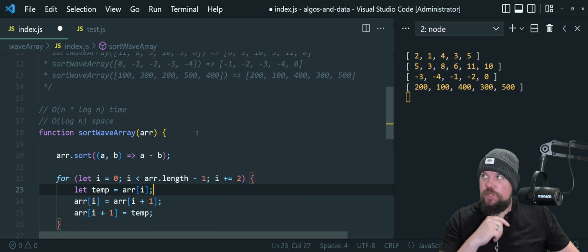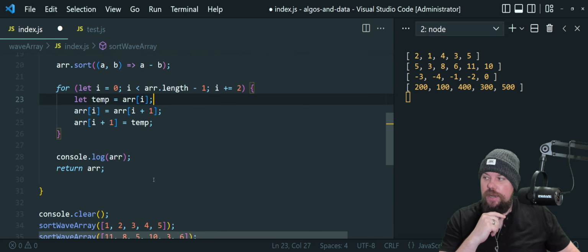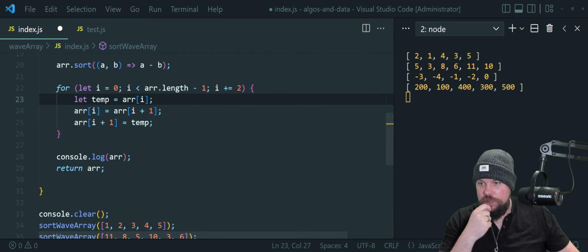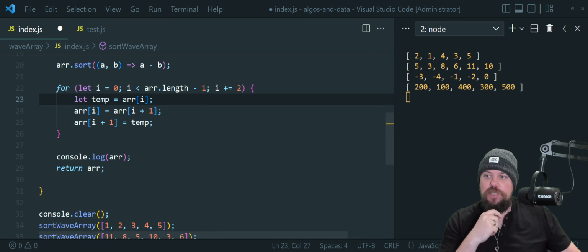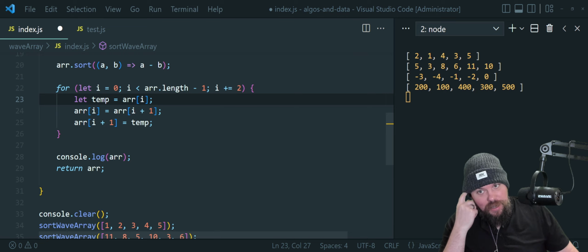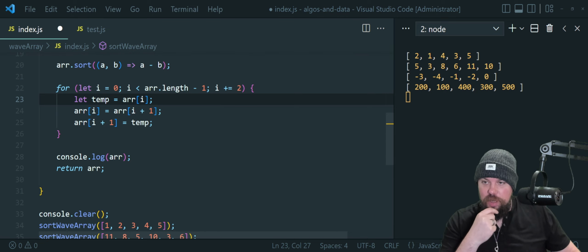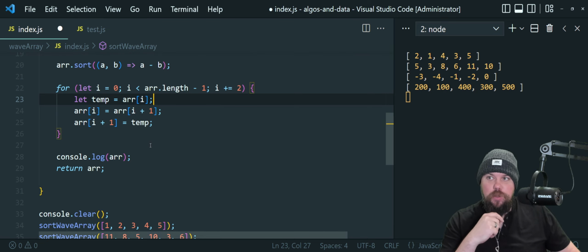So yeah, that's our sort wave array function, and now we're going to talk about an alternate solution that I came across, and I thought it was interesting enough to include in this video. Again, thank you Stack Overflow post for giving me this idea, and then me deep diving to see how it works and trying to figure out how to explain it to y'all. We're going to save ourselves the effort of sorting here, right?